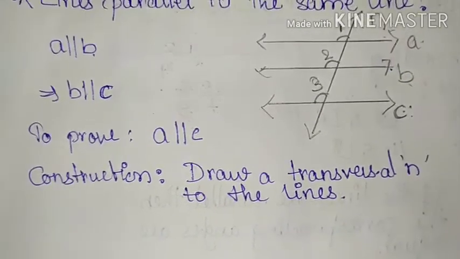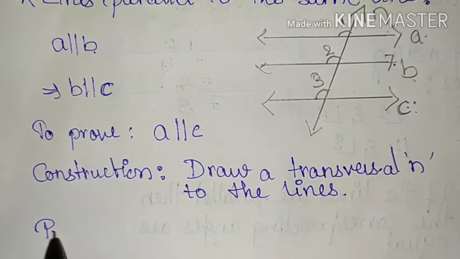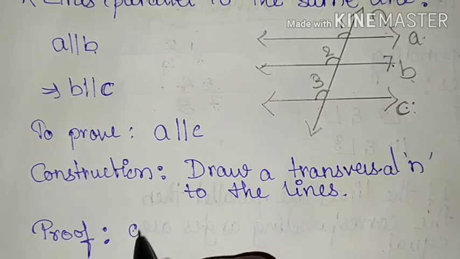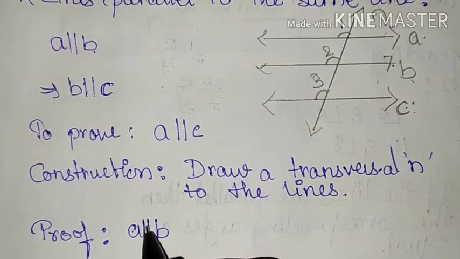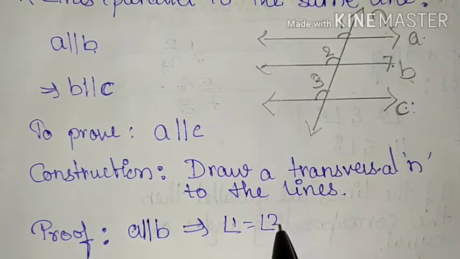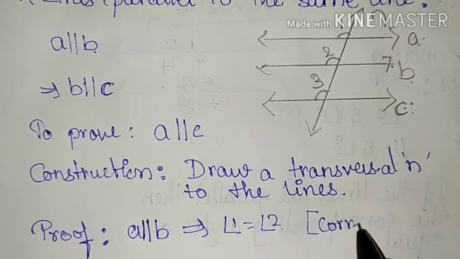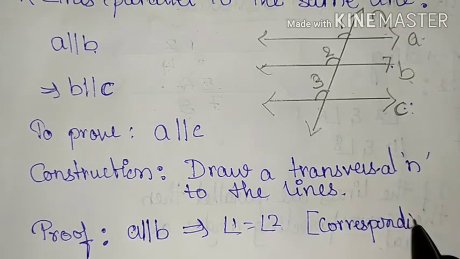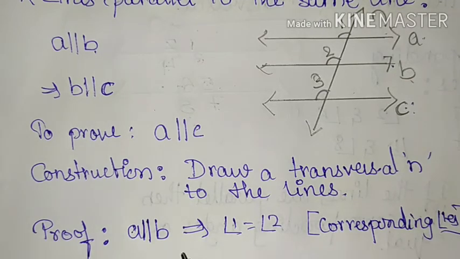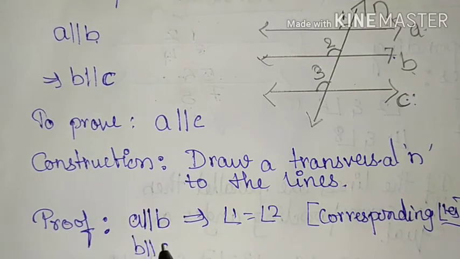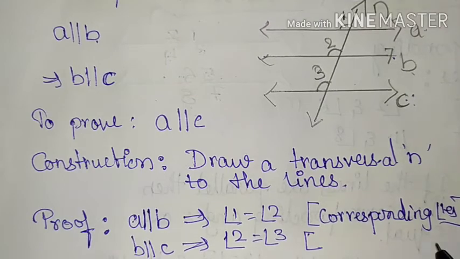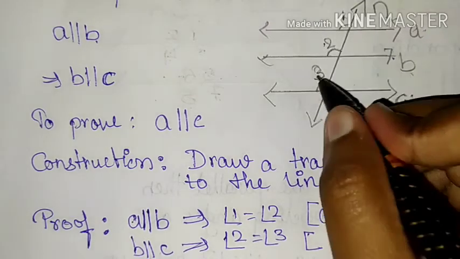Proof. A is parallel to B, that is given to us. This implies angle 1 is equal to angle 2 because they are corresponding angles. Similarly, B is parallel to C. This implies angle 2 is equal to angle 3 because of the same reason. They are also corresponding angles, angle 2 and 3.